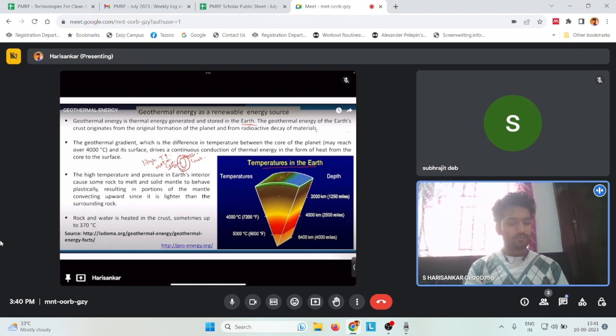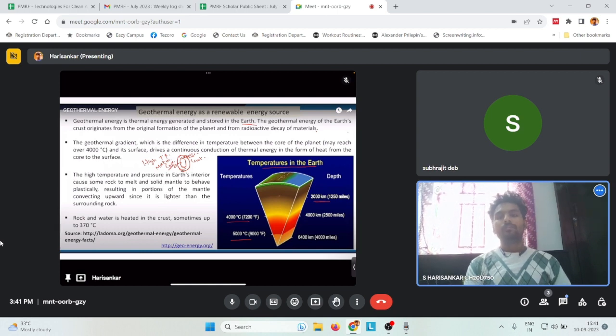You can see the temperature gradient here. If we go below 2000 kilometers from the earth's surface, the temperature will start increasing. At 4000 kilometers, the temperature can reach up to 4000 degrees, and below 6400 kilometers, we have temperatures of 5000 degrees and above. So all this heat energy can be obtained and converted into the required form of energy.